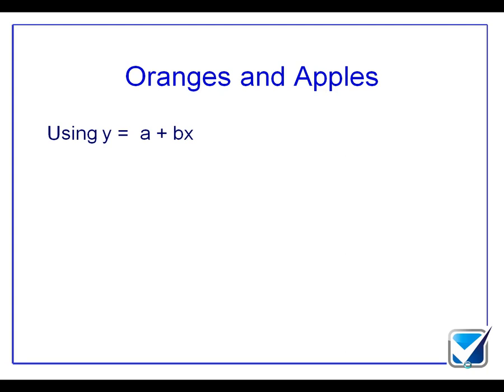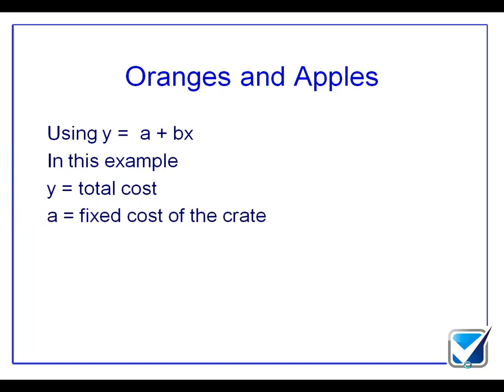With this straight line, y is your total cost, which is the dollar sign. A is the fixed cost of the crate, which is where the line goes through the y-axis. A being your fixed cost, that now means that B becomes your variable cost per orange. So B is the gradient of the line.